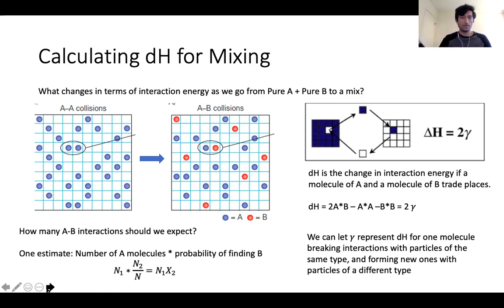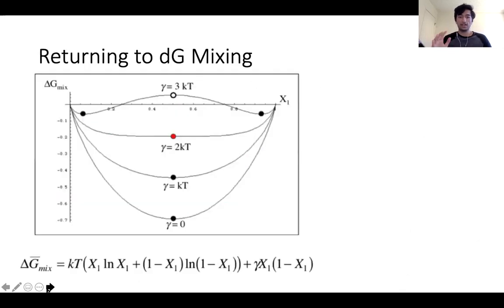And so now that we have delta H, and since we had derived delta S several lectures ago, we can now get our final delta G mixing equation that looks like this. This was also taken from your lecture slides. And this gives us this interesting graph here, which I want to spend a little bit of time talking about how to interpret.